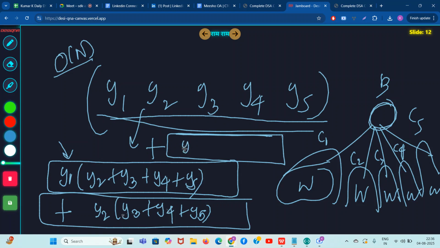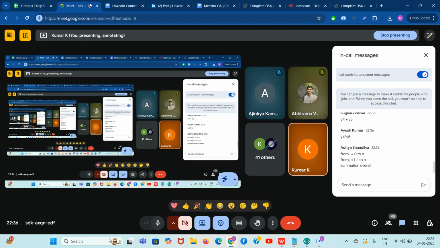It will be y3 into y4 plus y5. Then it will be y4 multiplied by y5. I think that's it. Y3 into y4 plus y5, then y4 multiplied by y5. That's it. It's done. Okay, Aditya Shandilia has given an n square algorithm.